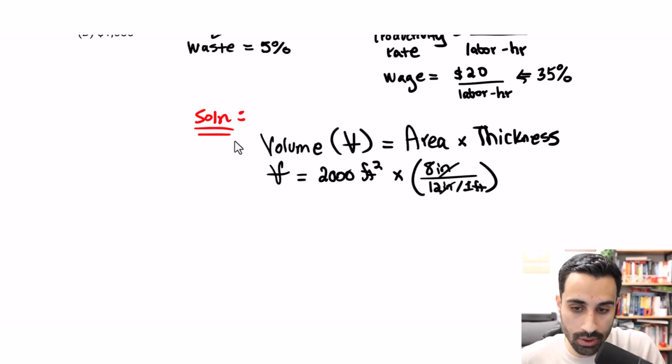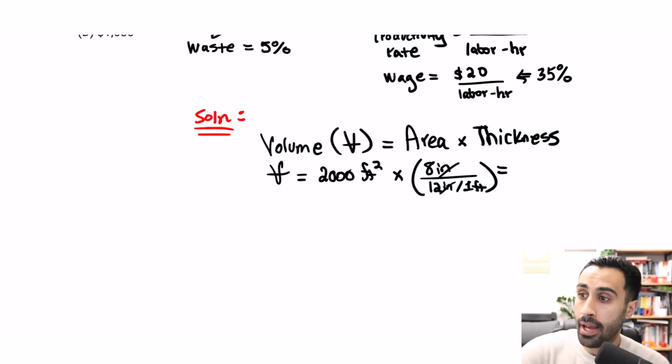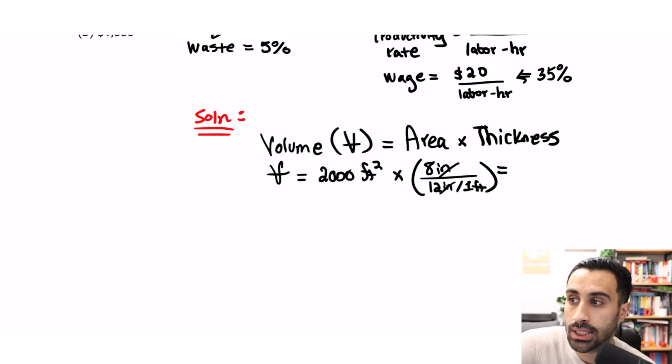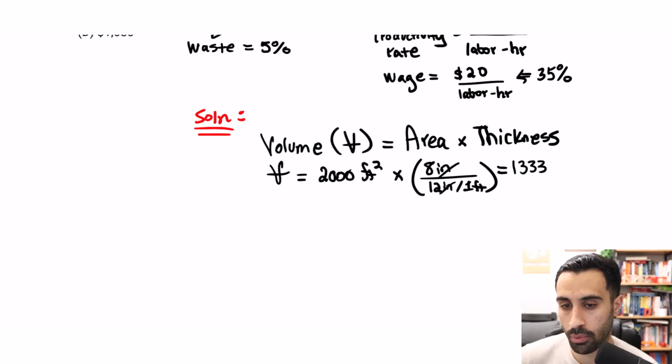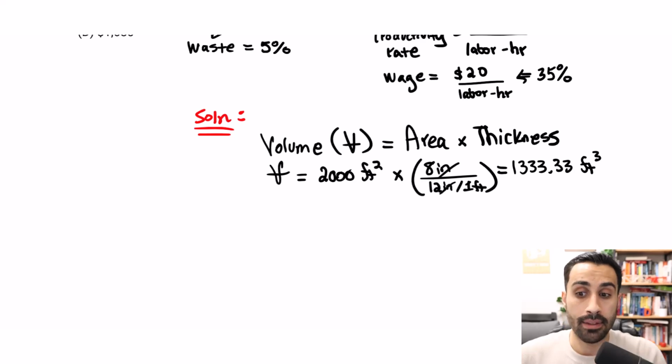The inches cancel, the foot goes to the top. So then we can find the volume, and that will be the volume for this in cubic feet. Foot squared times feet is cubic feet. So we get about 1333.33 cubic feet. Now that's a volume in cubic feet.